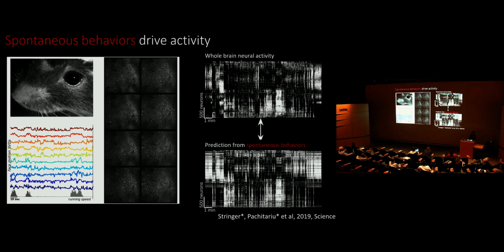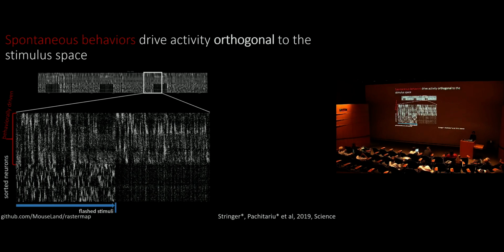And so the next thing we showed in this paper was that the spontaneous behaviors drive neural activity that's orthogonal to the stimulus space. So it's just ongoing activity, and then the stimuli come in and they drive a different subspace. So here's a nice graphical representation of this.